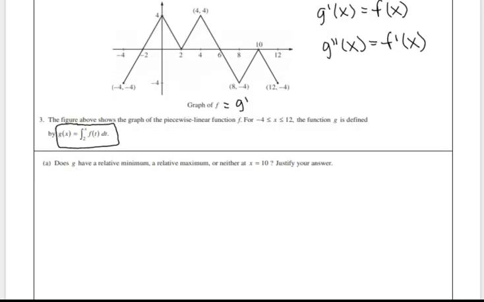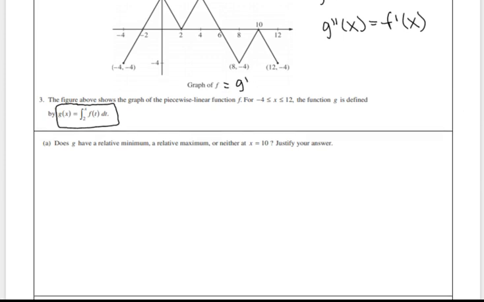So does g have a relative min, relative max, or neither at x equals 10? In order to have a relative min or relative max, we know that we need the first derivative to change signs. So does the first derivative change signs at x equals 10? And if we look right here, it does not. So g has neither a min or a max.